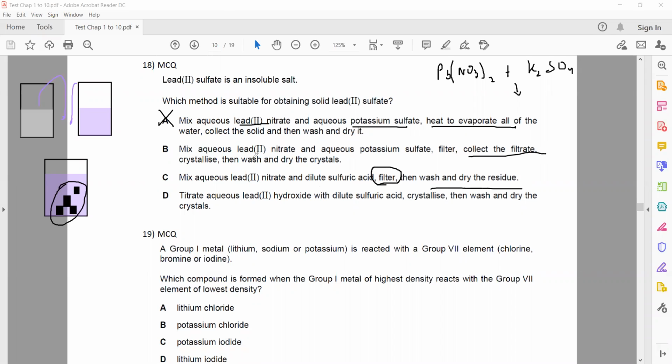You don't have to use the filtrate here because this is not a soluble salt. From a soluble salt, you do crystallization or evaporation of the filtrate, not here. And titrate lead hydroxide with sulfuric acid and crystallize. That's again wrong because this method is used to prepare a soluble salt. So the only correct answer is C, which shows that the salt is insoluble. So you will filter and dry.